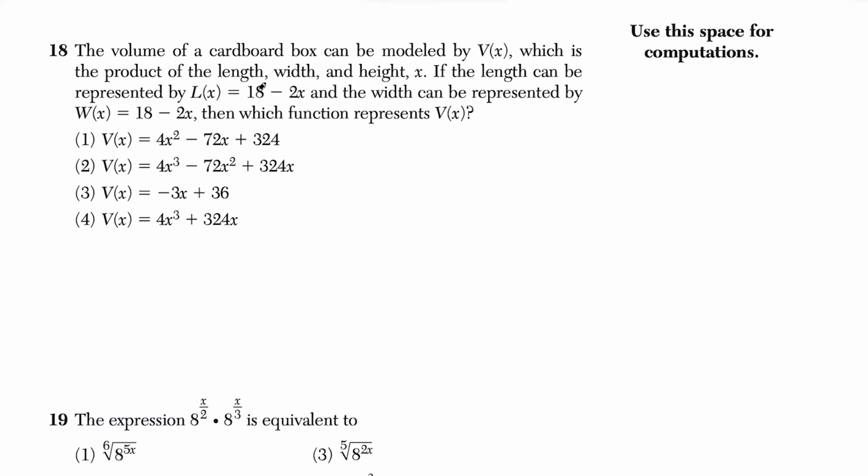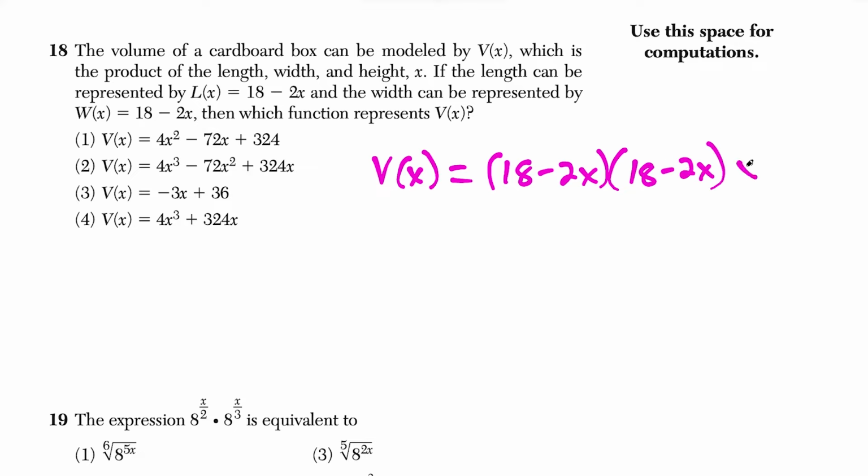Question 18, the volume of a cardboard box can be modeled by v of x, which is the product of the length, width, and height x. If the length can be represented by L of x and the width can be represented by w of x, then which function represents v of x? So for this one here, v of x equals length times width times height. So the length is 18 minus 2x. The width is 18 minus 2x as well. And the height is equal to x.